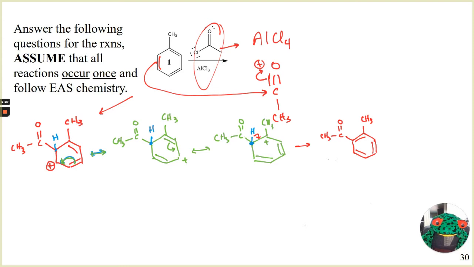We also talked about it potentially reacting from the meta stance. Okay, so here's our meta position. This is going to be a very similar mechanism. We can use the exact same pi bond, okay, except now when we draw out our result, of course this is going to get a bit crowded.